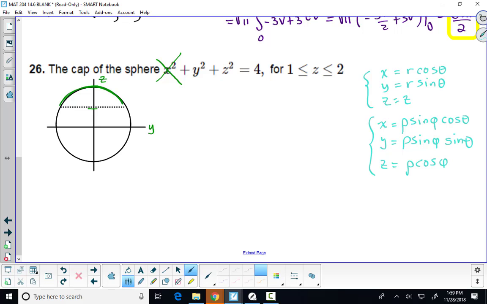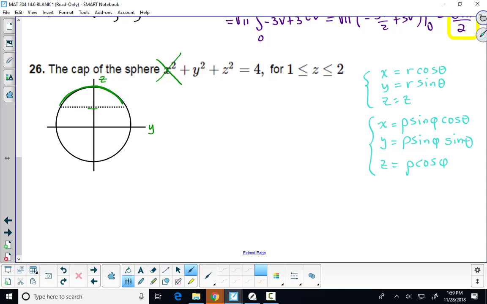All right. Now, our sphere has a constant value for rho. What is rho? 2. Right? Because that's x squared plus y squared plus z squared equals 2 squared. It's a sphere of radius 2. Rho is representing the radius.